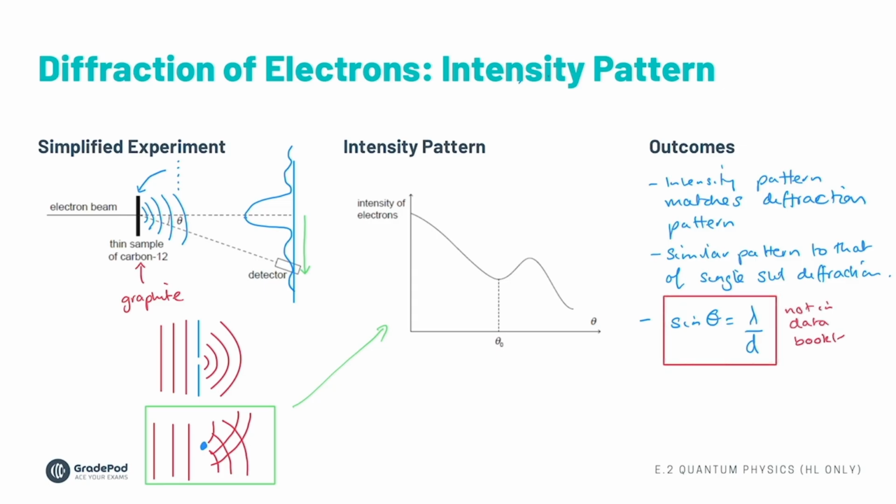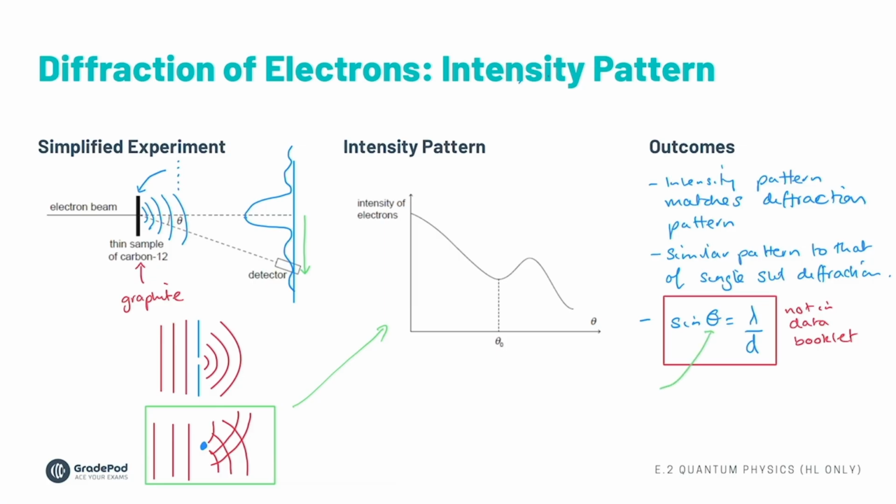And I beg you, every time you see this intensity pattern to do with electron diffraction, I beg you to write that equation down because it won't be given to you anywhere. It's not in a data booklet and you do have to use it. Now, I know what you're saying. You're saying, Sally, fine, use it, but what does it all mean?